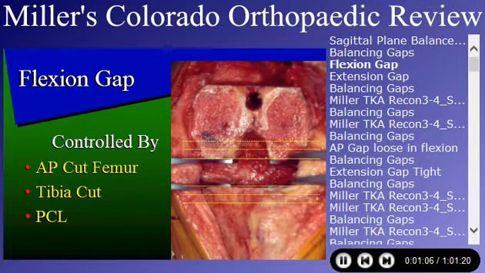If you look at the flexion gap, it's controlled by the AP cut of the femur, so the posterior condyles. If you cut them more, you're going to increase your gap. You look at the tibial cut. If you cut it, you're going to increase that flexion gap. And also, if you remove the PCL, that flexion gap will pop open. So those are the three variables that control your flexion gap.